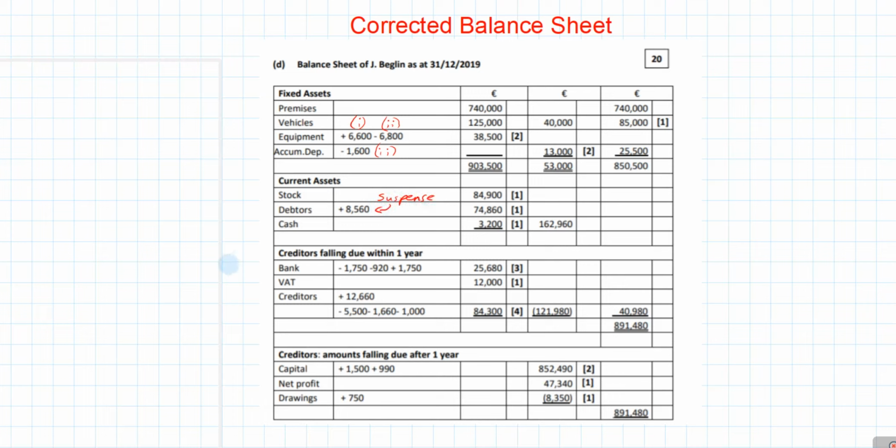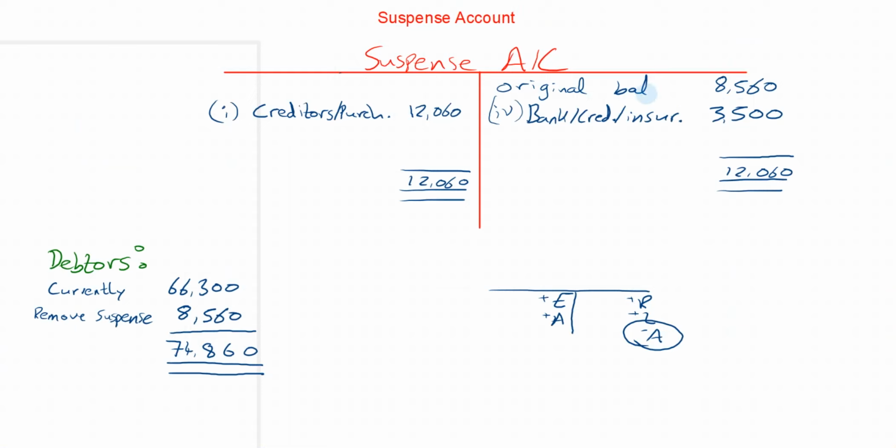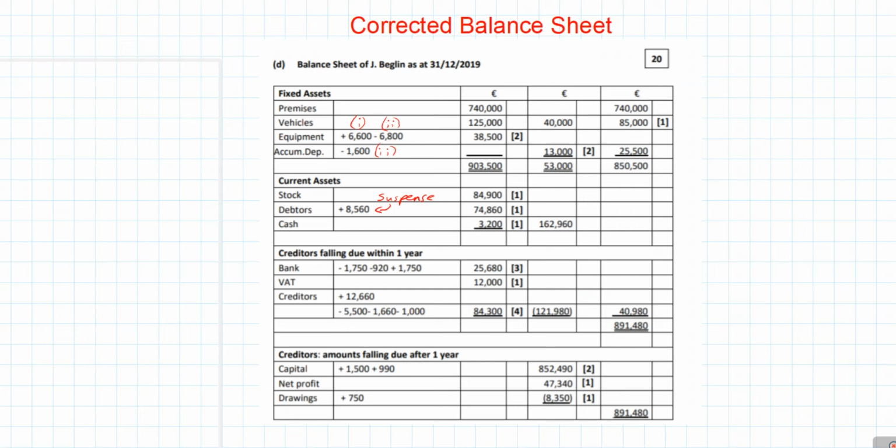So as we said, we added it, it was a plus figure because the suspense was net credit. So what we had to do is, as it was net credit, we have to put it over to the debit side in order to cancel it out. So the debit side, 8,560. Cash didn't change. So you can see that even for figures that didn't change, you actually get marks.